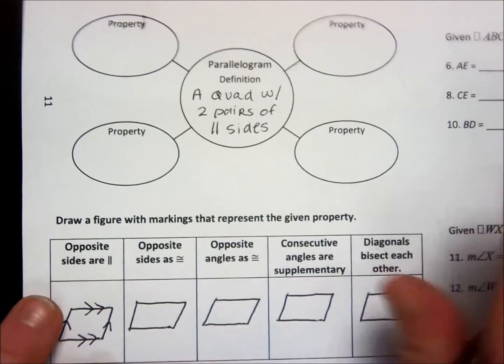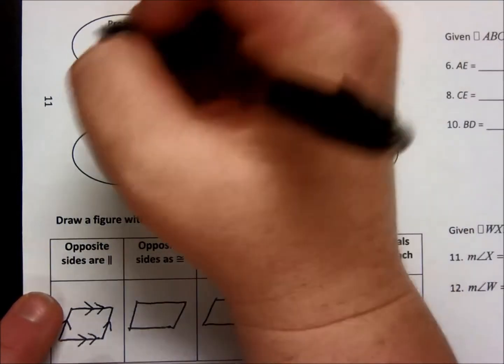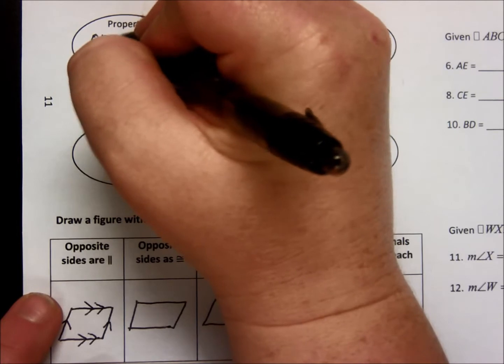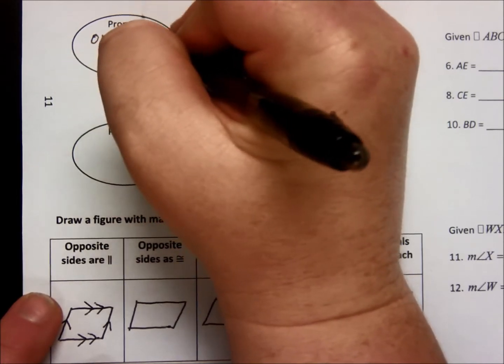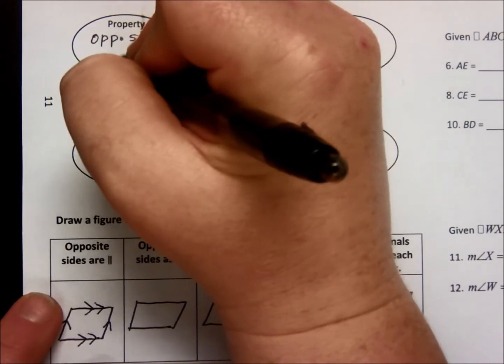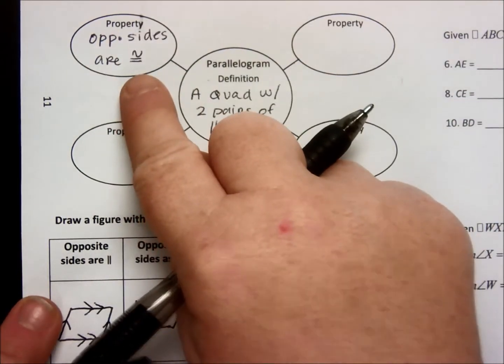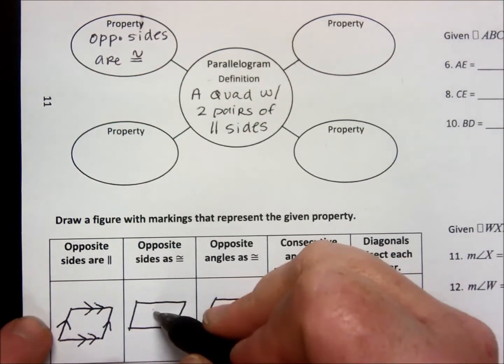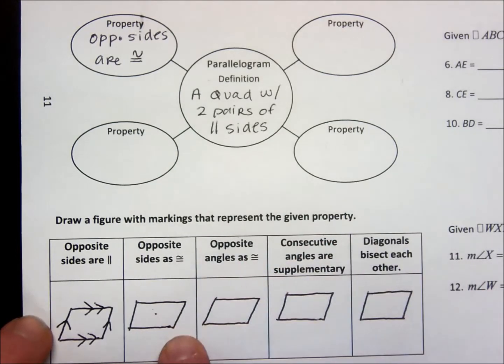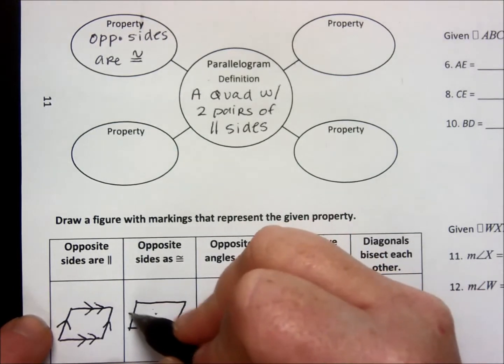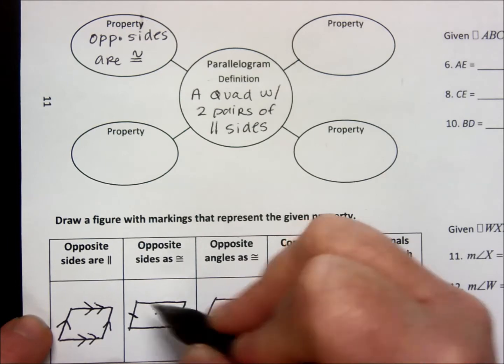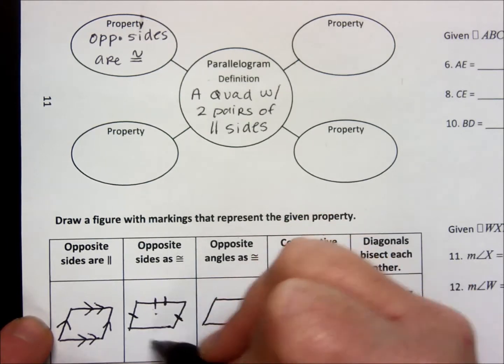So let's look at the first property. Opposite sides are congruent. Remember, this is a symbol for congruent, and congruent means equal. So down here, if I'm looking at this parallelogram that I've drawn, to show opposite sides are congruent, we say that this side is equal to this side, and this side would be equal to this side.